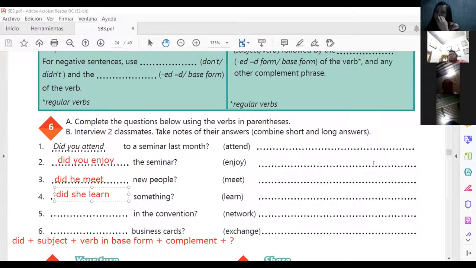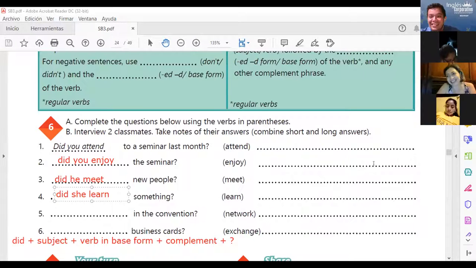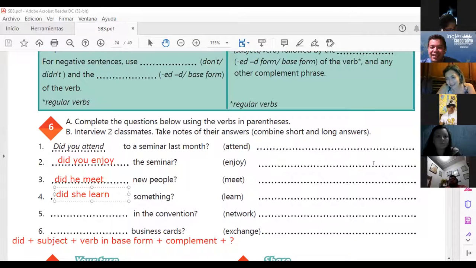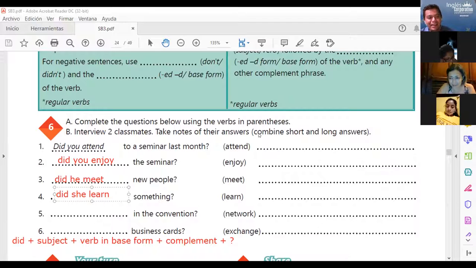Natalie, are you there? Está pasando el rayazo, teacher. Quizás no le oye. Okay. Con tal no le haya caído ahí cerquita. Wow, yeah, that must be very strong. Okay, yeah, that's the way how we got it there, right? Did she learn something?